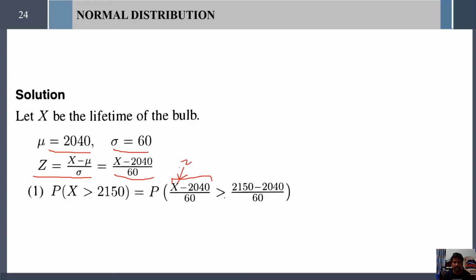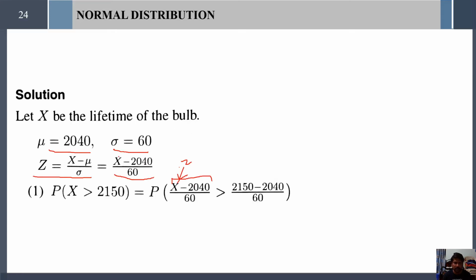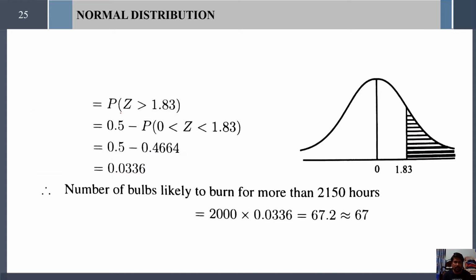So, probability of Z greater than, for the first question, more than 2150 hours. Simply substitute 2150 in place of X. So substituting 2150, we get the probability of Z greater than 1.83. Probability of Z greater than 1.83 is the term we have got.